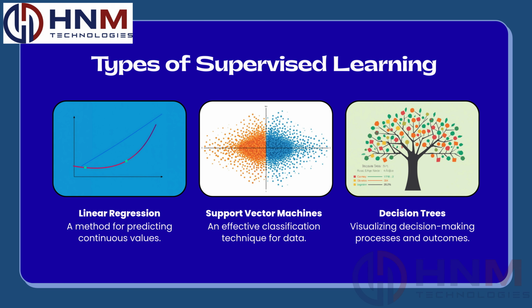Supervised learning is divided into two main types: classification and regression. Classification predicts discrete categories such as pass or fail, spam or not spam. Regression predicts continuous numerical values such as salary, temperature, or house prices. Understanding the difference between classification and regression is essential when choosing an algorithm.